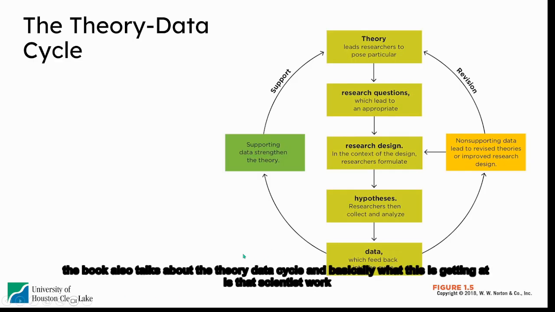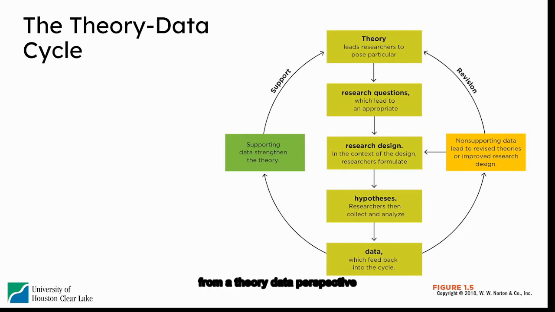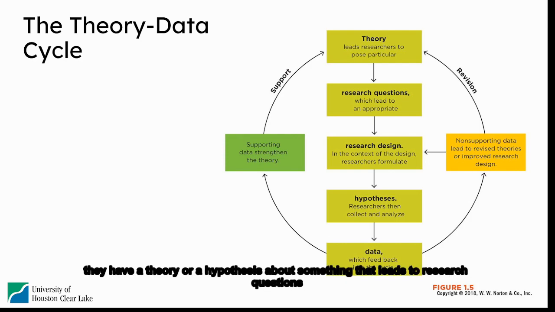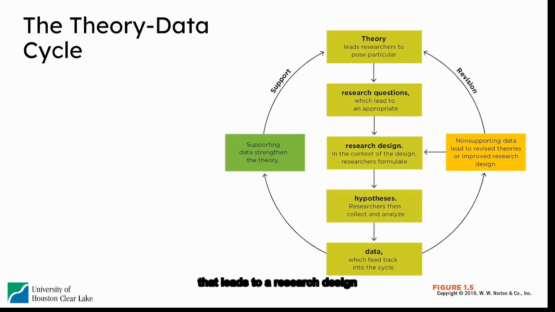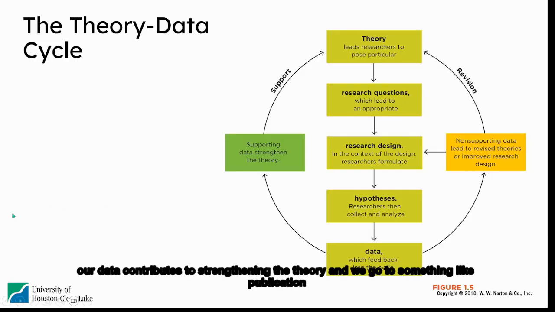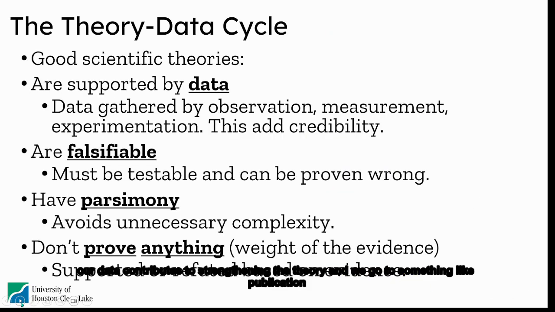The book also talks about the theory-data cycle, and basically what this is getting at is that scientists work from a theory-data perspective. They have a theory or a hypothesis about something that leads to research questions, that leads to a research design. That could be either experimental, non-experimental, maybe it could even be qualitative versus quantitative, but we have hypotheses that come next, we collect data, and then we either revise our theory and start over again, or our data contributes to strengthening the theory and we go to something like publication.